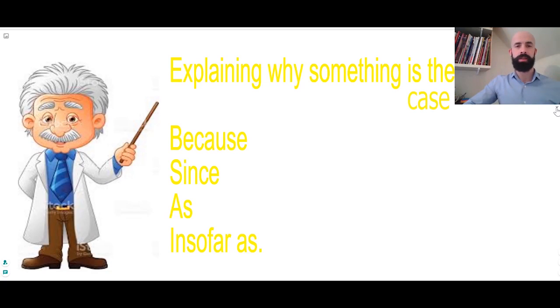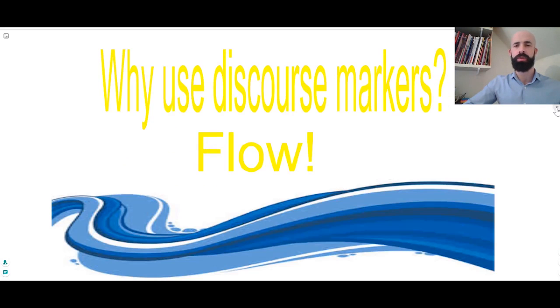Explaining why something is the case. So this is just developing explanations: because, since, insofar as. Insofar as is kind of an explanation, but it's also a concession as well. But I think you should probably be fine with those ones anyway. They're pretty commonly used. So those are just a few examples of what we call discourse markers.